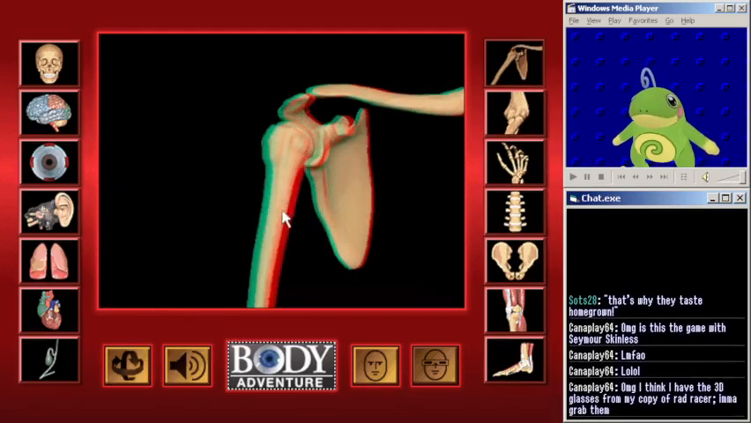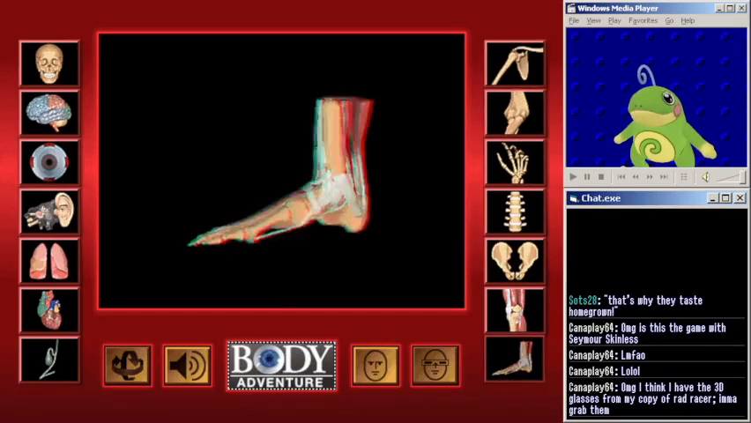I think I have the 3D glasses from my copy of Rad Racer. Let me grab them. Rad Racer again. Yeah, that's the second reference to Rad Racer tonight.